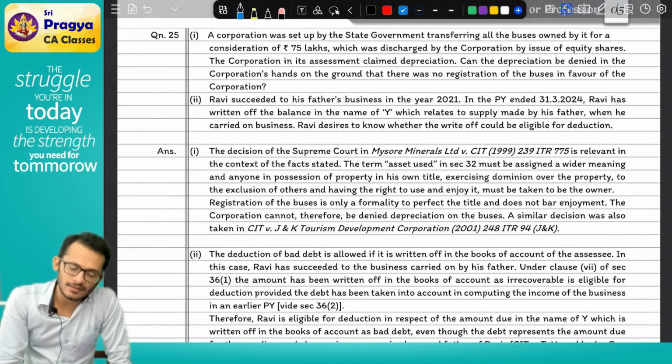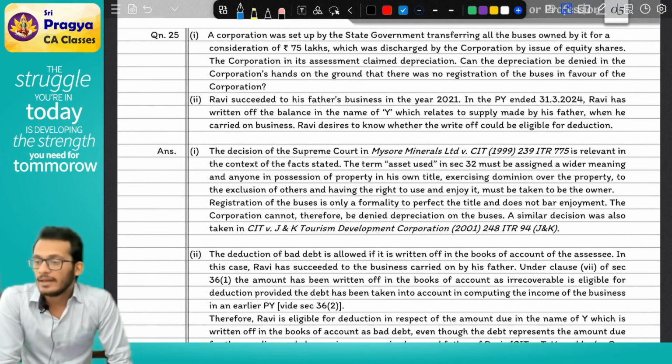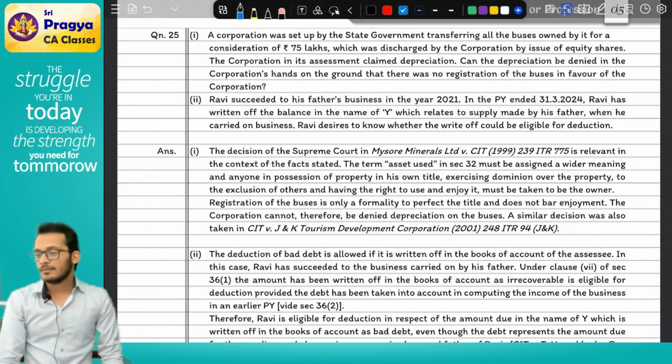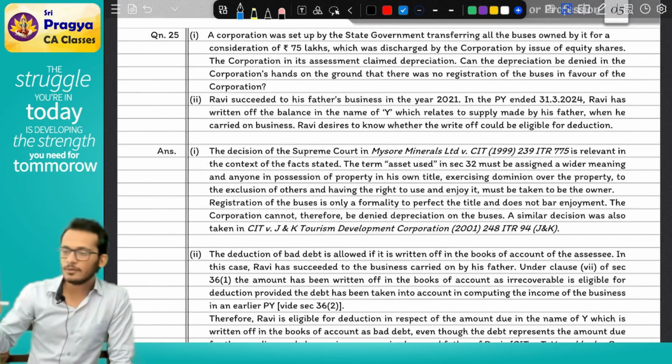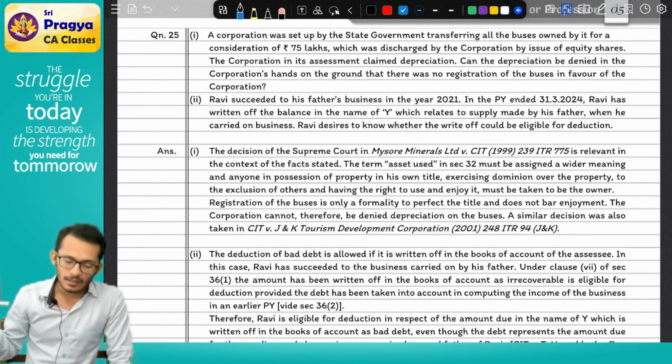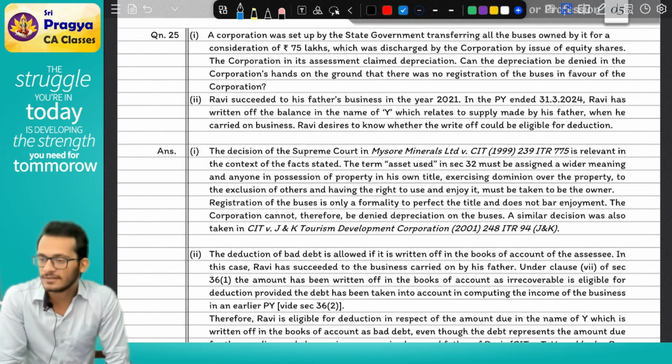Ravi succeeded to his father's business in the year 2021. In the previous year 23-24, Ravi had written off the balance in the name of Y which related to the supply made by his father when he carried on business. So basically there was a person who was running the business. His son took over the business. When the father was doing the business, he said that I have to receive some 1 lakh rupees from Y. After Ravi took over, Ravi came and said this person will not pay me the money, so he wrote it off as bad debts.